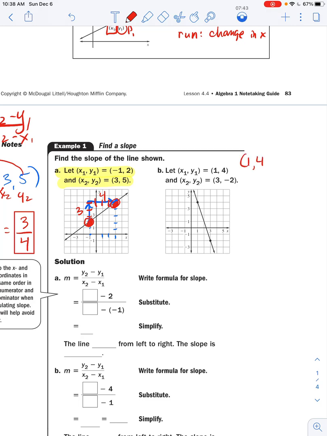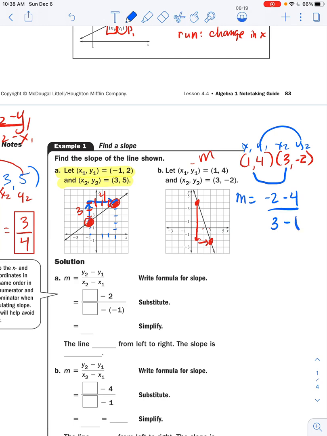How about here? I have a 1, 4, and then I'm getting to 3, negative 2. So at 1, 1, 2, 3, 4, 1, 2, 3, negative 2. That's my line. Now notice here, I'm actually going to have to go down and then over. So I'm expecting a negative slope right here. Let's go ahead and say, all right, I'm going to say x1, y1, x2, y2. My formula is y2 minus y1 over x2 minus x1.